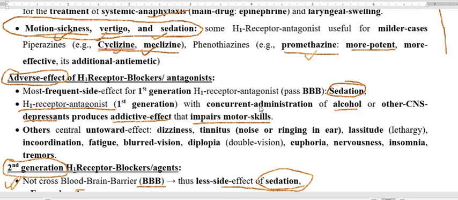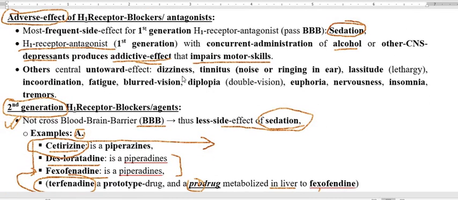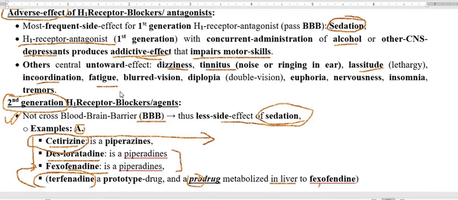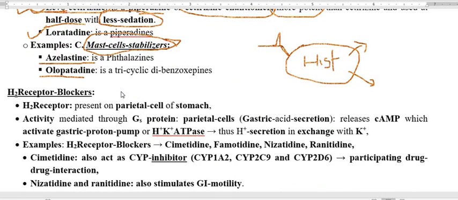Additive effect means when you are taking the H1 receptor antagonist along with alcohol, this alcohol itself is somewhat sedative. This H1 receptor antagonist, its first generation, is itself sedative. They come together and produce an additive effect, likewise with CNS depressants. Now, the other untoward effects are dizziness, tinnitus, lassitude, incoordination, and so on. So this is all about the H1 receptor antagonist, whether first generation or second generation.